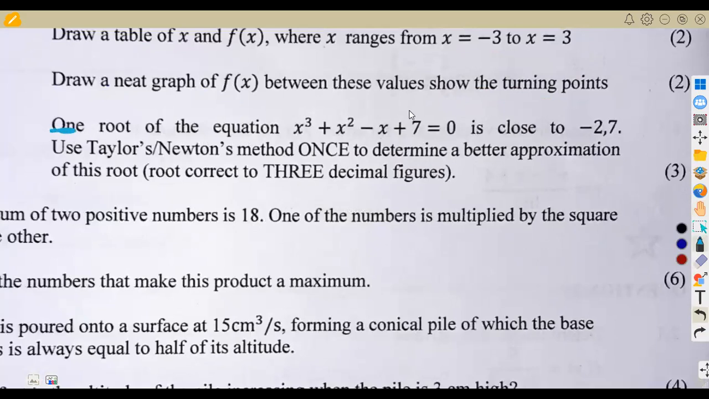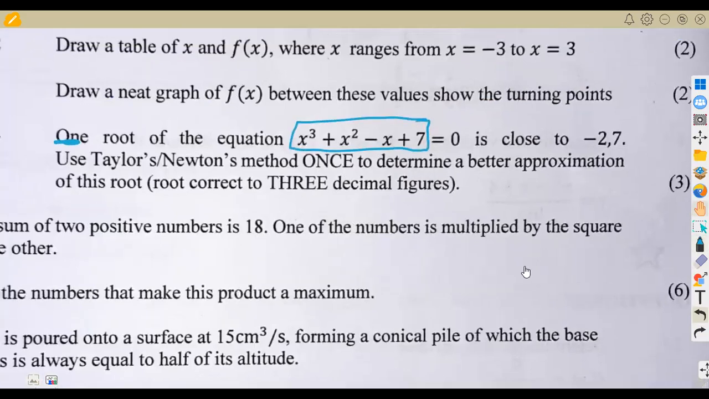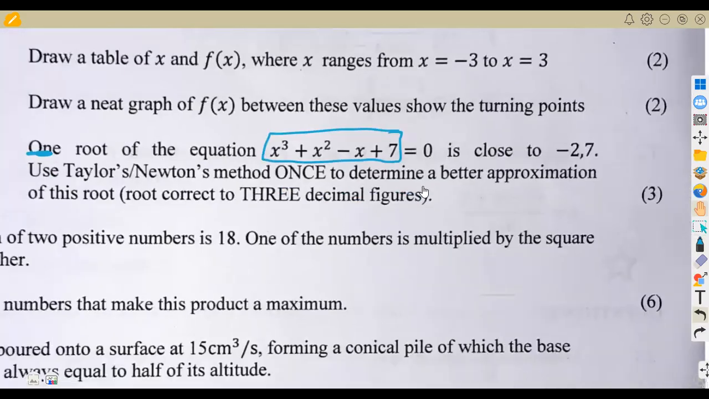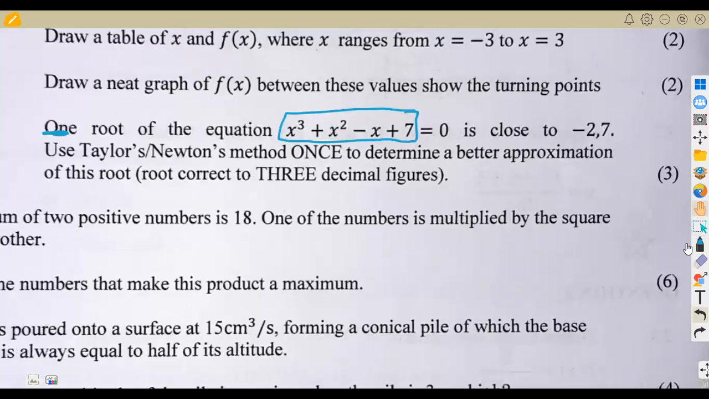So we are given this equation whereby this whole part here is our f of x. If you check, this is our f of x in the original place. They are saying the root of this equation, our f of x, is close to -2,7, as we saw on our graph. Use Taylor's or Newton's method once.